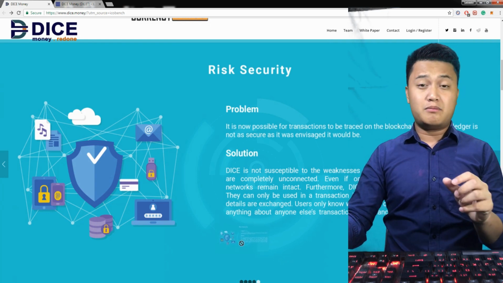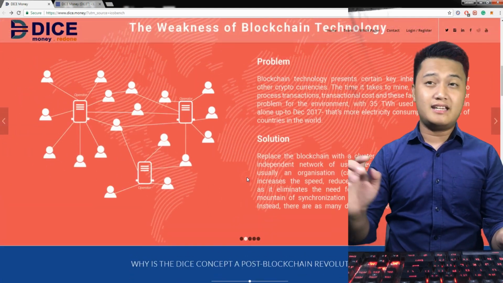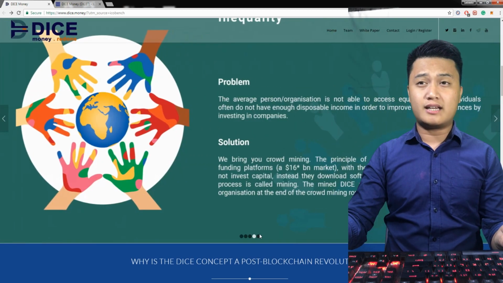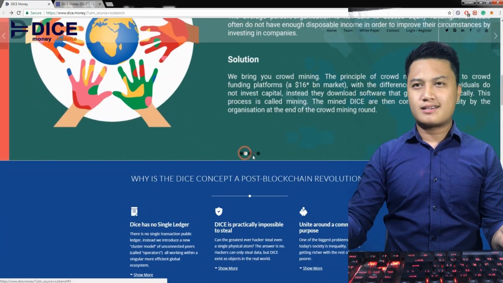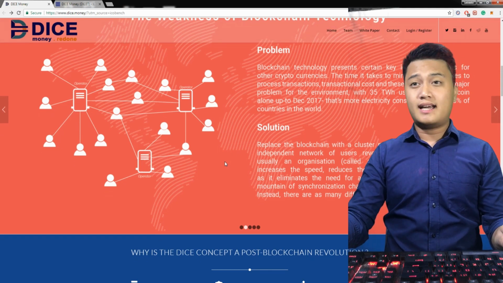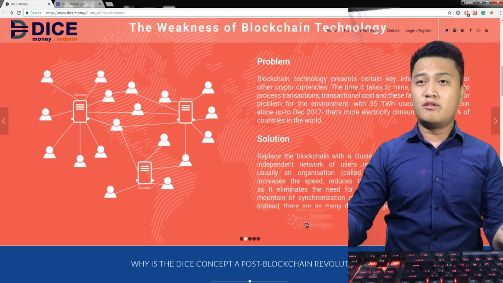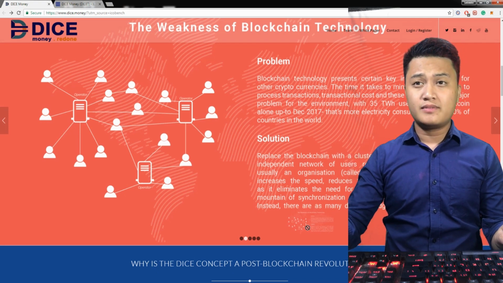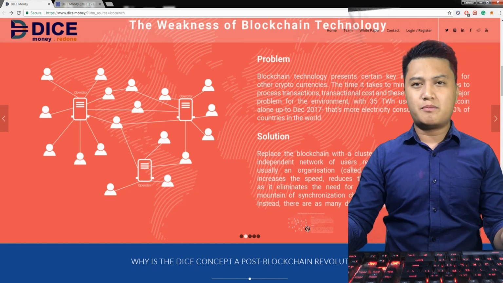So instead of using the blockchain technology, Dice Money uses the cluster model. The cluster model is an independent network of users revolving around a single point, usually an organization or a company, which they call the operator. This drastically increases the speed, reduces the cost and energy consumption, and as it eliminates the need for a single public ledger, removing a mountain of challenges associated with blockchain, instead there are as many different ledgers as there are operators.